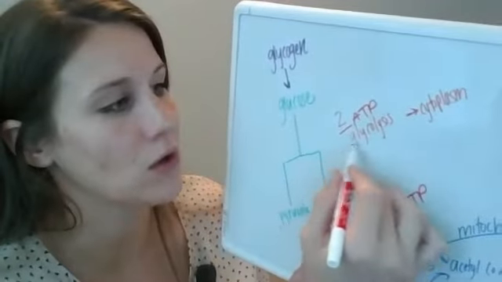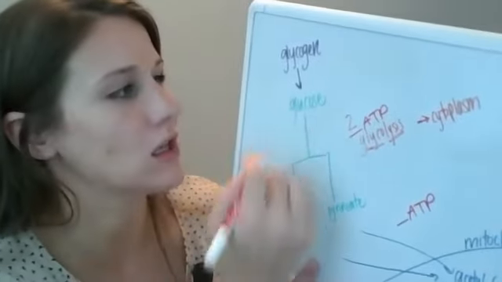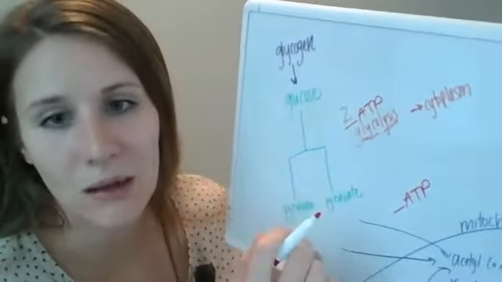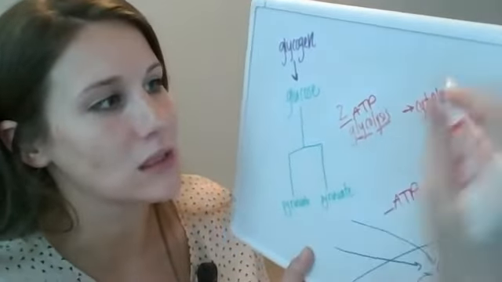So glyco, lysis is to cut or to split. So we're breaking down that glycogen or that glucose, depending on what substrate we're using. And this happens in the cytoplasm. So this is going to be anaerobic.